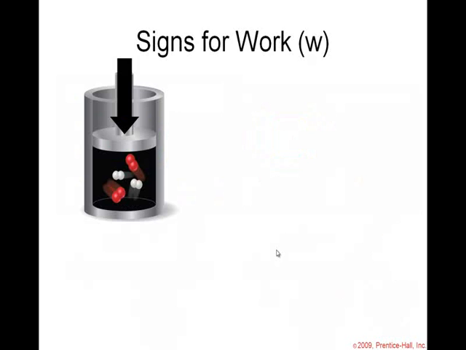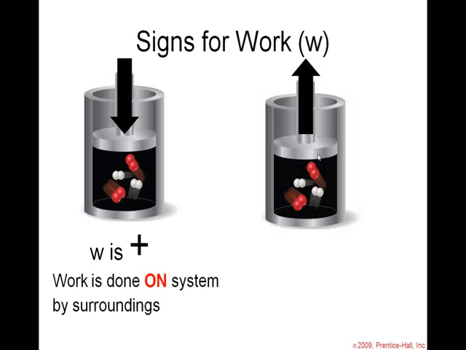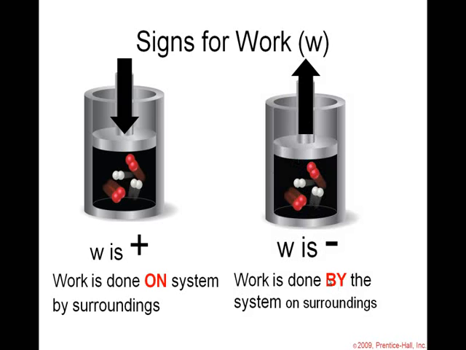Now let's take a look at work. So here again I have my cylinder with a plunger. If I am pushing down on that plunger, work is being done on the system, so work is positive. Okay, so I'm adding work on the system by the surroundings. And on the other hand, if the molecules in here cause the plunger to go up, then the work is being done by the system on the surroundings. Work is lost, and work is therefore negative.